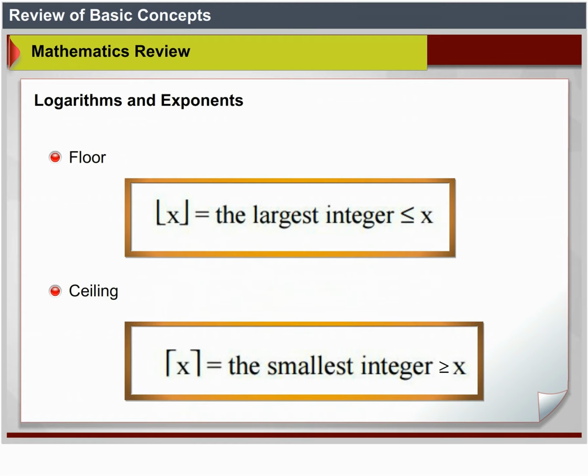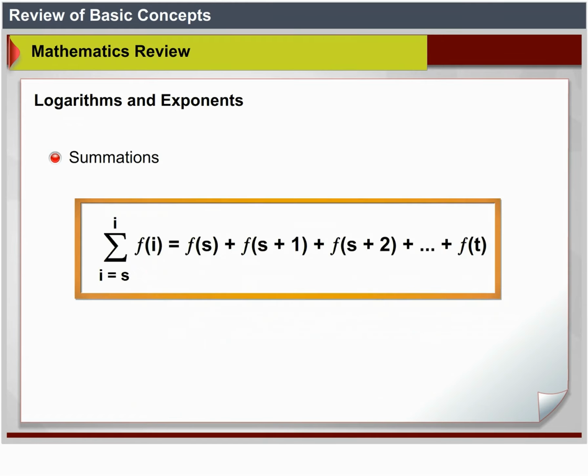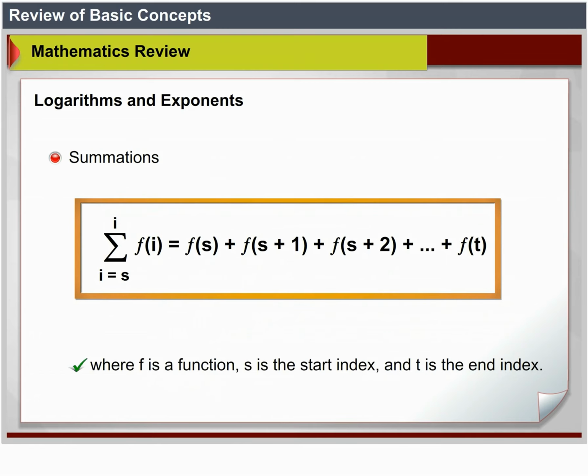Summations. Summation of i equal to s to t, f of i equal to f of s plus f of s plus 1 plus f of s plus 2, it goes up to f of t, where f is a function, s is the start index and t is the end index.